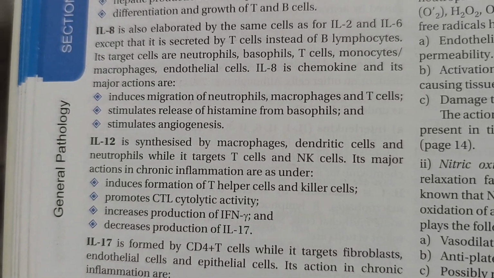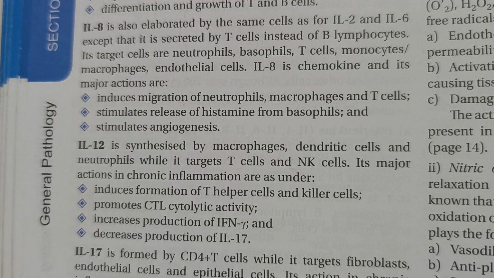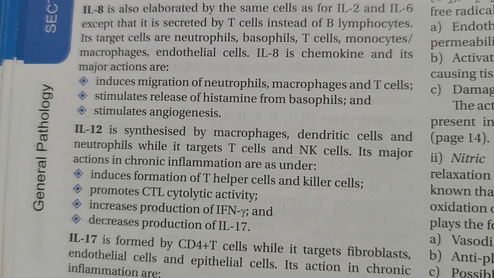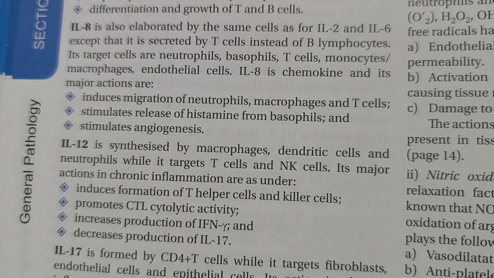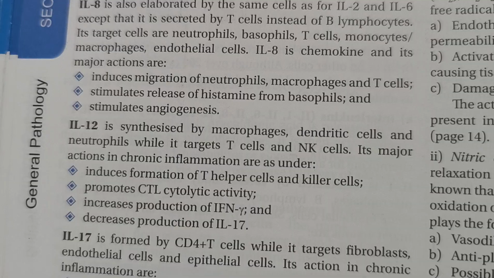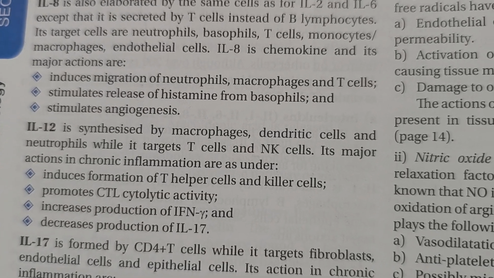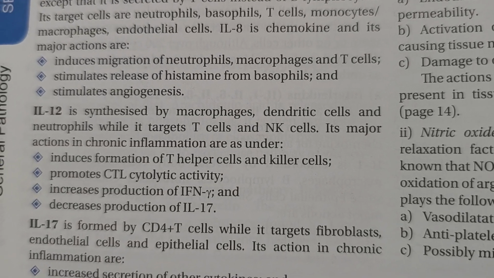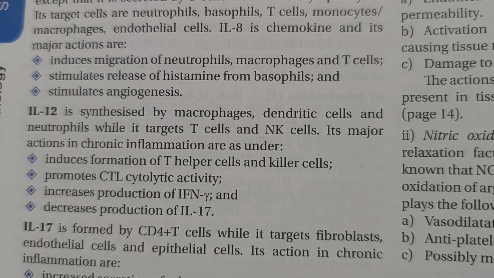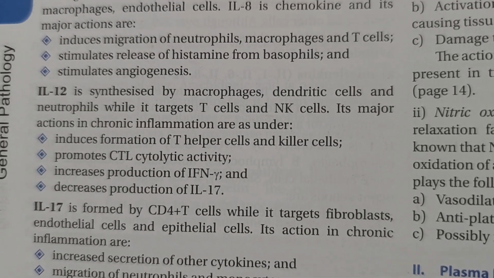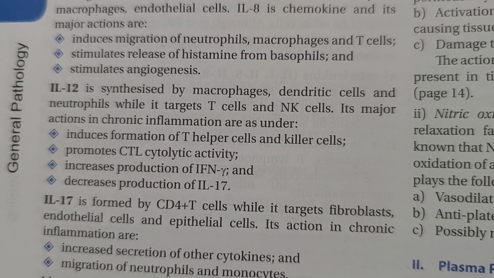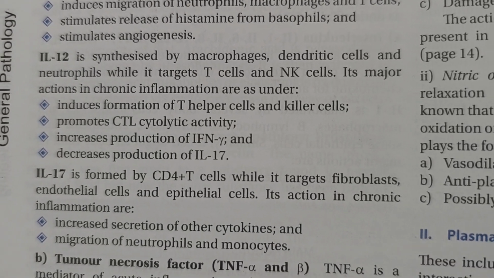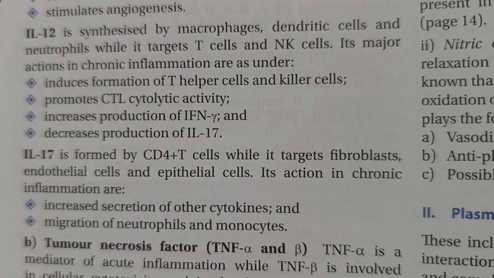Interleukin 8 is also elaborated by the same cells as for interleukin 2 and interleukin 6, except that it is secreted by T cells instead of B lymphocytes. Its target cells are neutrophils, basophils, T cells, monocytes, macrophages, and endothelial cells. IL-8 is a chemokine and its major actions are that it induces the margination of neutrophils, macrophages and T cells, stimulates the release of histamine from basophils, and stimulates angiogenesis.